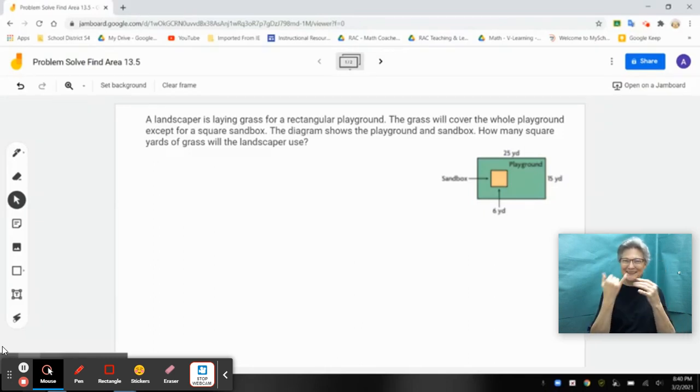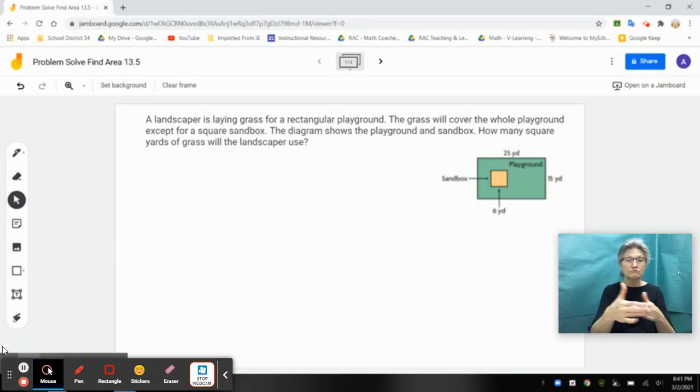Today, we're going to take what we know about area to do some analyzing of information to understand the relationship between the areas of two rectangles. A landscaper is laying grass for a rectangular playground. The grass will cover the whole playground except for a square sandbox. The diagram shows the playground and the sandbox. How many square yards of grass will the landscaper use?